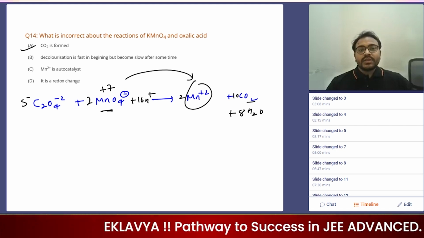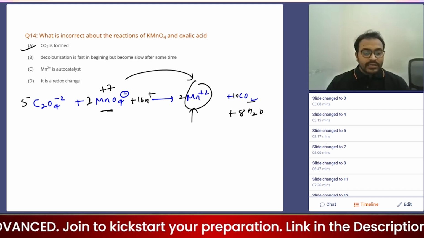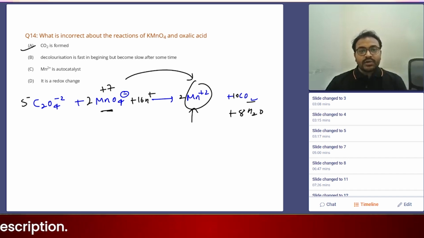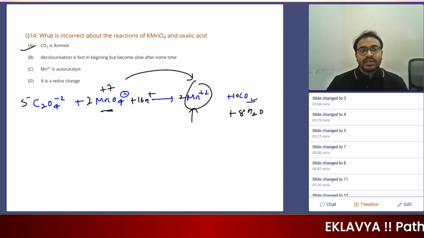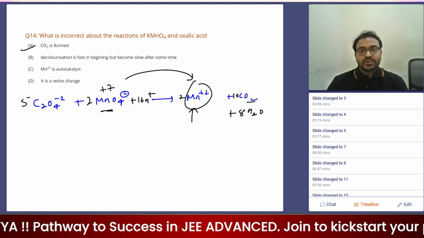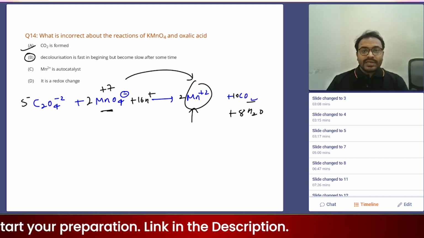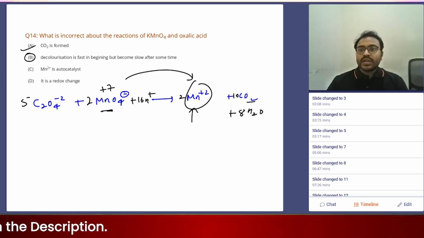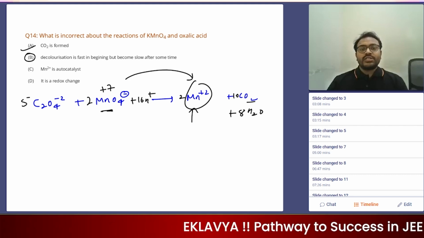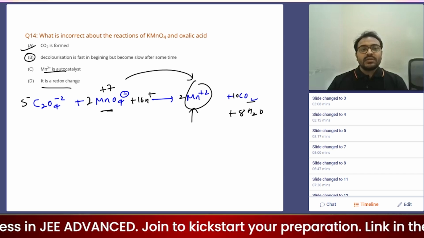Decolorization is fast in the beginning but becomes slow after some time. Actually what happens in the reaction, Mn2+ behaves like an autocatalyst. Initially we have only KMnO4, so the reaction rate will be slow, but after the formation of Mn2+, the rate of reaction will increase. So incorrect we have to choose, and the incorrect one is option B. Initially decolorization is slow, but after some time, after the formation of Mn2+, the decolorization becomes fast. And yes, Mn2+ is an autocatalyst.